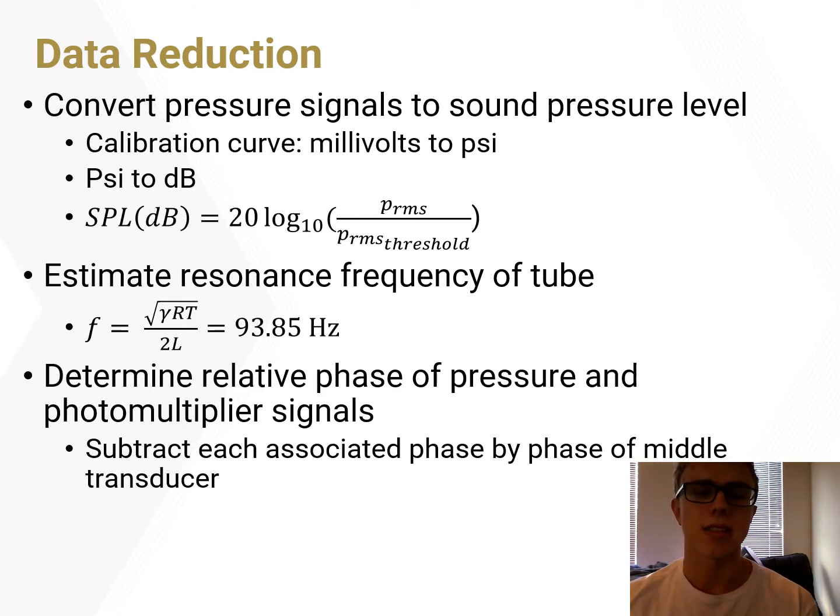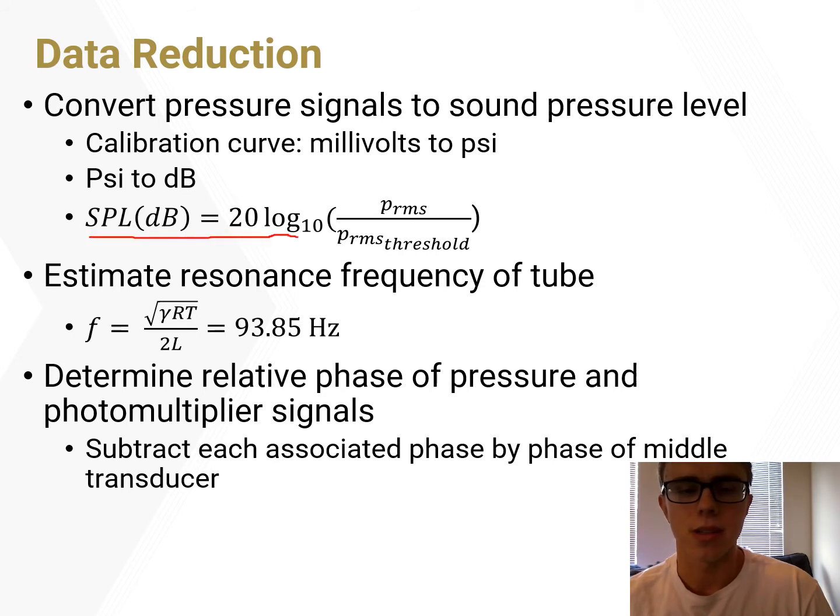For our data analysis, we first converted our pressure signals from the transducers to sound pressure level in decibels. If you'll recall, we took measurements in voltage for each of the transducers. So we converted that first to millivolts, and then using a calibration curve of 96.8 millivolts per psi, we obtained our pressure signals in psi. Then to get from psi to decibels, we use the following logarithmic formula, where we have our measured P_RMS divided by our P_RMS threshold, which was given as 2.9 times 10 to the negative 9 psi.